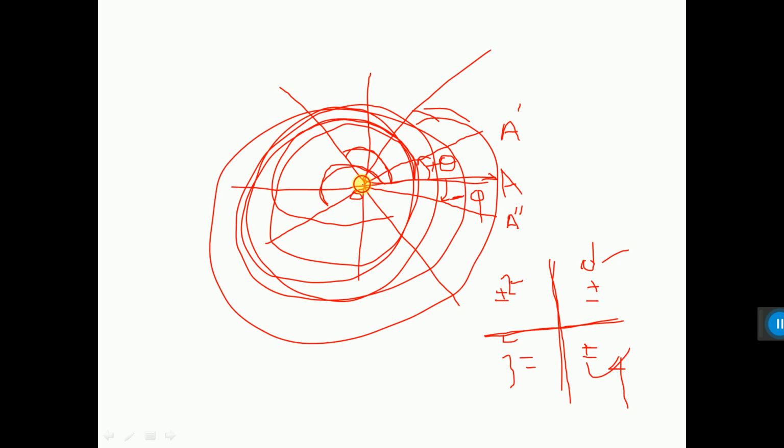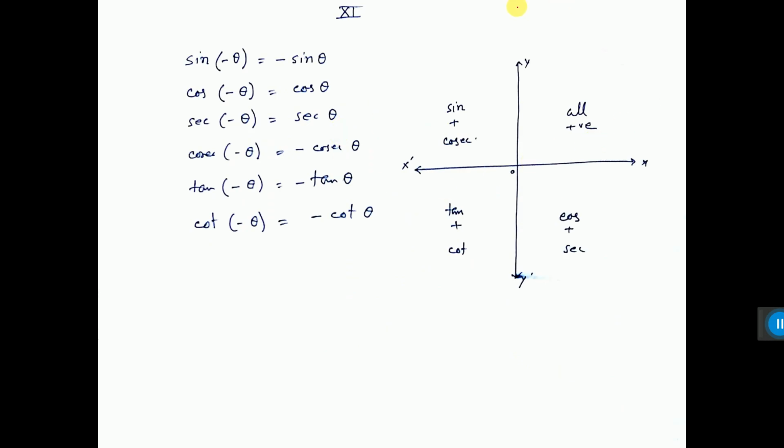Always take the base position OA, then start revolving either anti-clockwise or clockwise. Anti-clockwise direction will create a positive angle, clockwise direction will create a negative angle. Now see here, in the first quadrant all angles will be positive, that's why I have written all positive. All means sine, cos, tan, cot, sec, cosec will all be positive here.